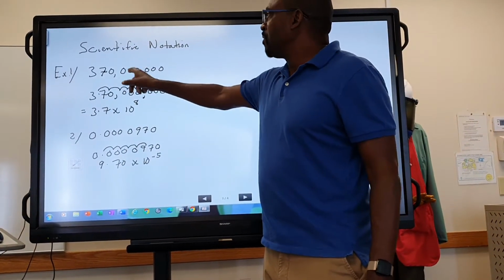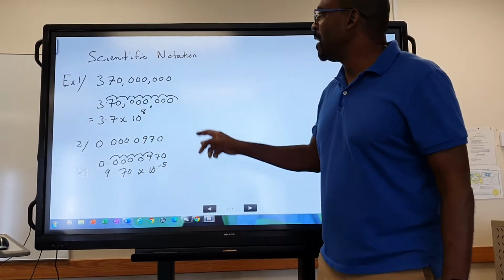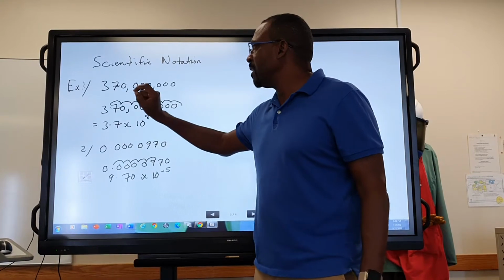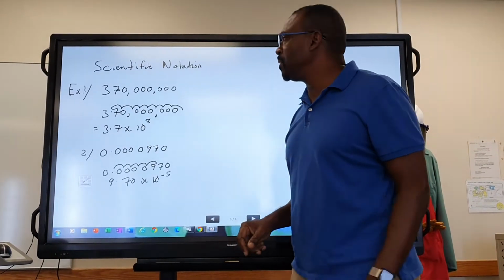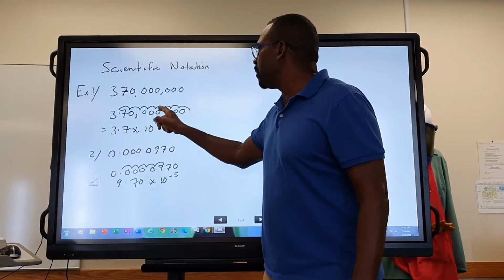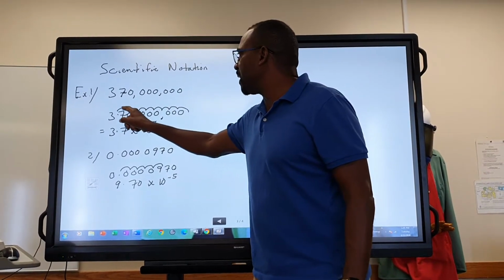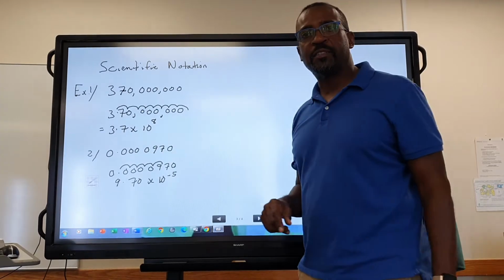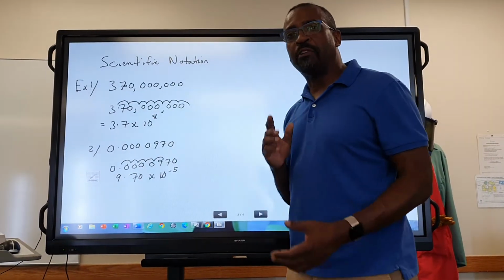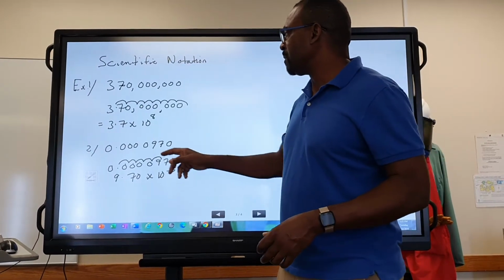So the number 370 million can be written in scientific notation by shifting the decimal place just to the right of the first non-zero digit. So we shifted it 1, 2, 3, 4, 5, 6, 7, 8. So it's 3.7 times 10 to the 8. So if you notice, the decimal is shifted to the right of the first non-zero digit.